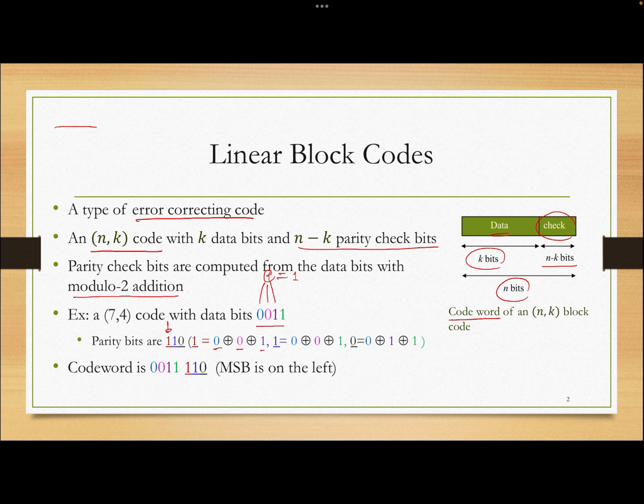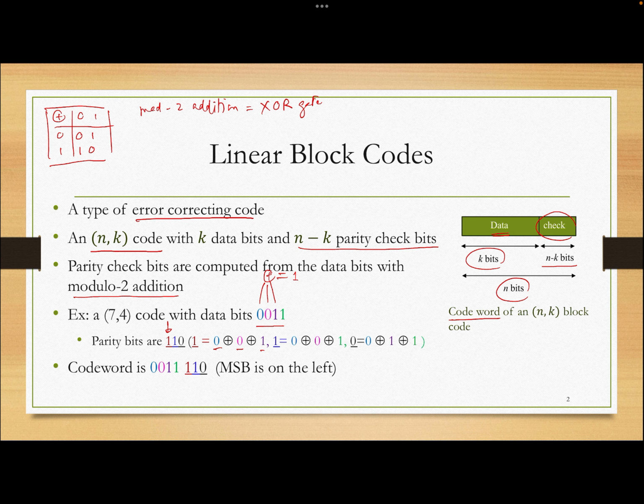Modulo 2 addition is the same as an XOR gate, or exclusive OR gate, and the operation looks like this. If two of them are the same value, you get 0, so 1 plus 1 is 0. If they are different, then you get 1. So this is the operation table of modulo 2 addition, or the XOR gate in digital logic.